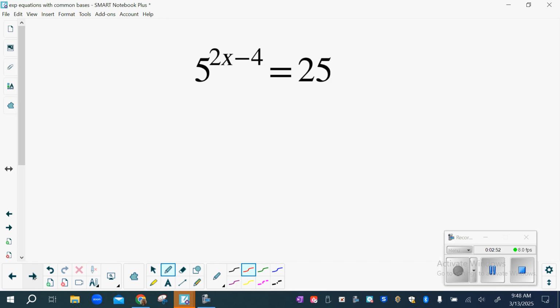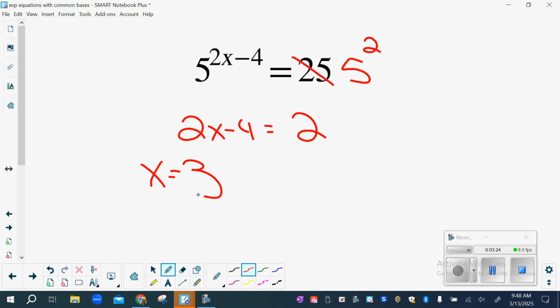Notice 25 is 5 squared. So you're going to say this first part equals 5 squared, and then the bases are the same, and we can ignore them. We're going to rewrite that as 5 squared. Are my bases the same now? Yes, they are. Can I ignore them? Yes, I can. And do I get 2x minus 4 equals 2? I do. So I get x equals 3. You've got to do that basic math right.